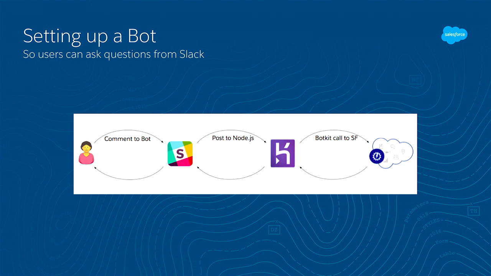But it works exactly the same. We comment out to the bot in Slack. It forwards that on to our Heroku app. The Heroku app has been authenticated and it's holding a session for us. And it does the communication to Salesforce and back again.